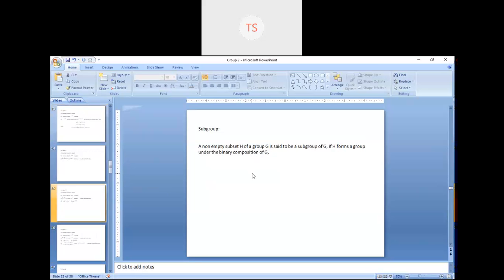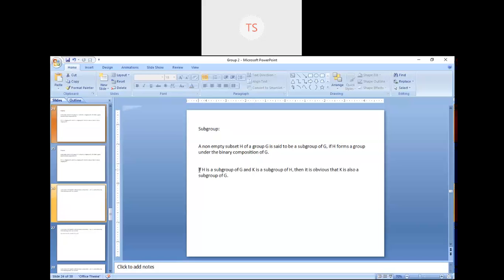Then we will say that H is a subgroup of G. Okay. So always remember, for a subgroup there must be a subset of G which satisfies the four conditions of a group. Okay. So next, if you have a subgroup H of G, and for this subgroup H again you have a subgroup K.